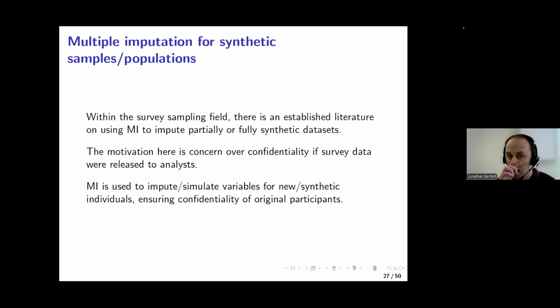So how then can we rescue the situation? Well, within the survey sampling literature, there's quite an established field within it looking at how you can use multiple imputation to impute either some of the variables or maybe all of the variables to create so-called synthetic data sets. And the motivation in this area is that if you want to release survey data sets to analysts, but you may be concerned about confidentiality, rather than releasing the actual data sets to analysts, you could release either a fully synthetic version of the data or a partially synthetic version.